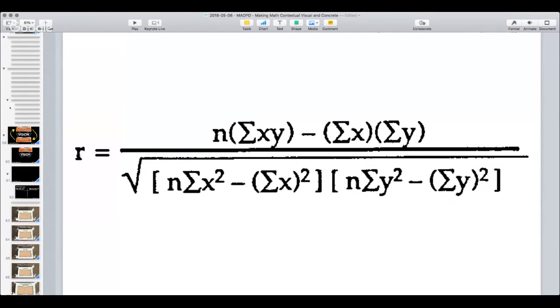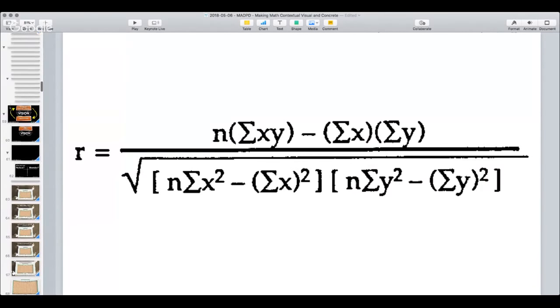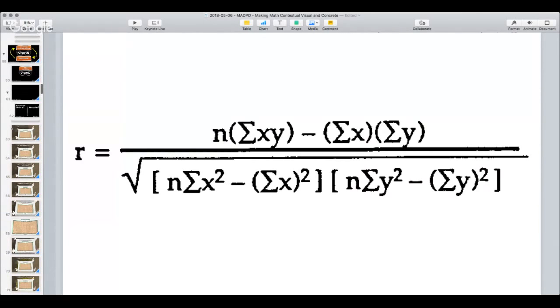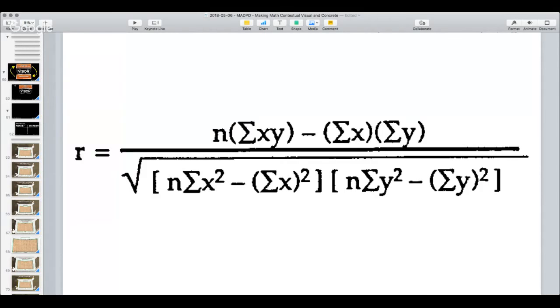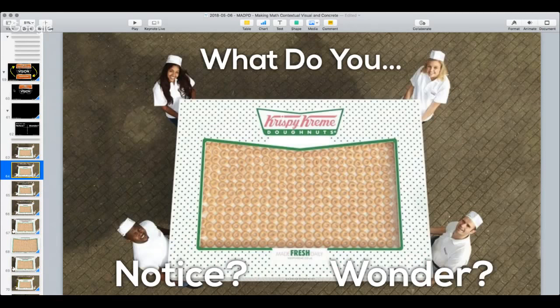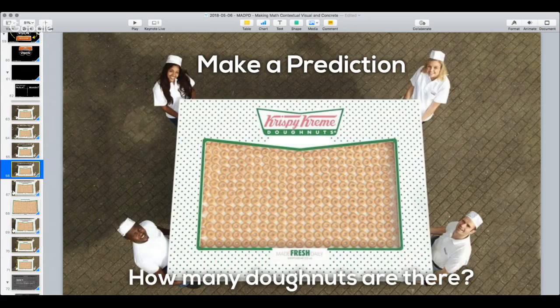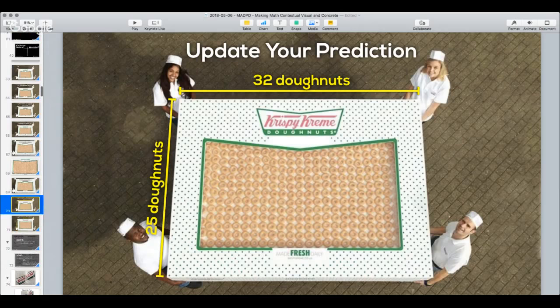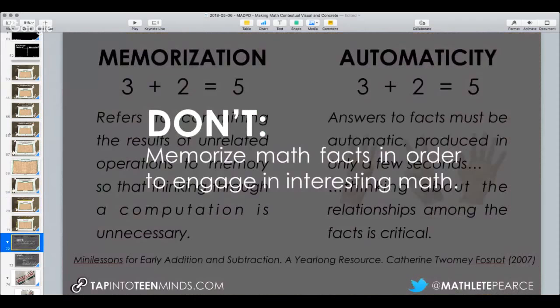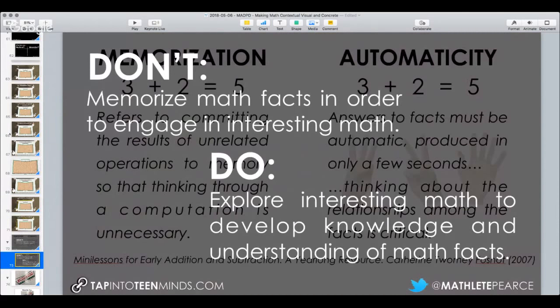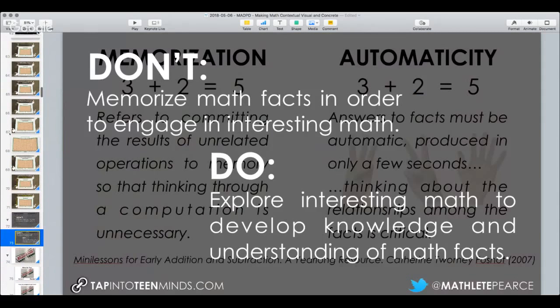What I want to do is I want students to start with something interesting. In this case, we're talking about multiplication, so I want them to notice and wonder about this particular box. And if I'm doing multiplication, I want them to make predictions, and then we can get to the actual math. Again, what I want is those students exploring interesting math in order to develop those skills. Okay, so we only have a few minutes left here.